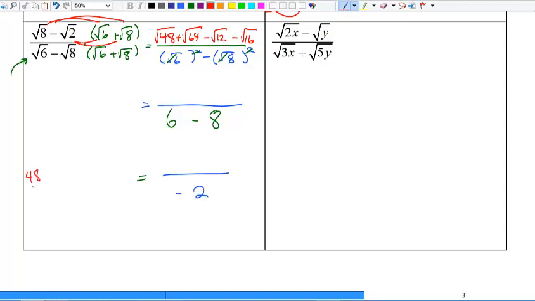48, let's try that one. Now we know 4 and 4 could go down again, but all I'm looking for is groups of 2. So I found a group of 2, so let's just go ahead and take it out. If you broke it down more, it's still going to come out the same. The square root of 64, that's a perfect square, 8. 12 looks like it breaks down. That's going to be minus 2 times the square root of 3. And 16 is a perfect square.